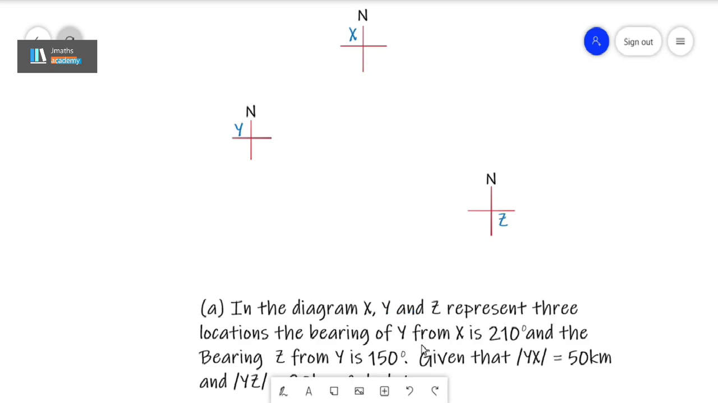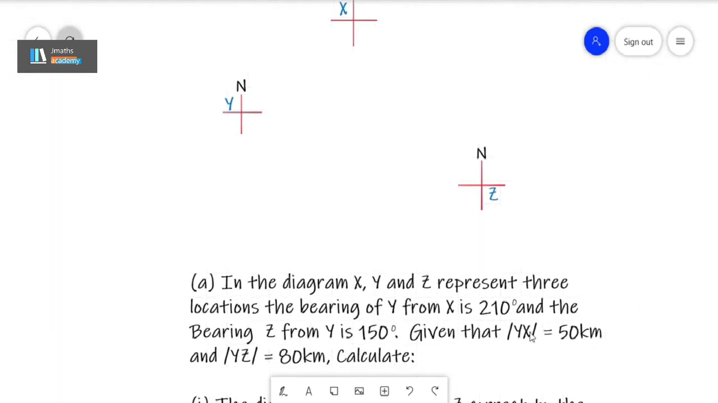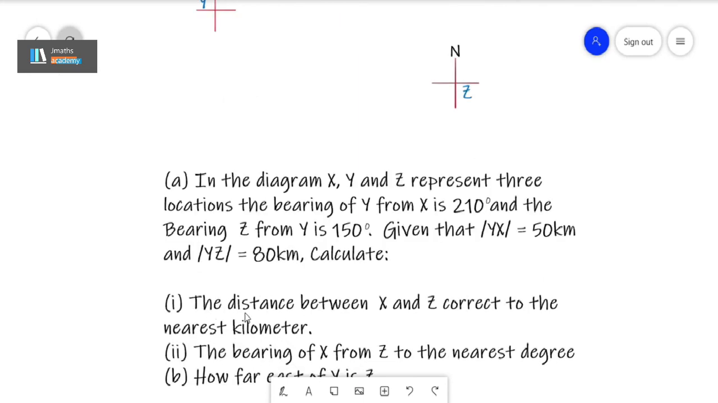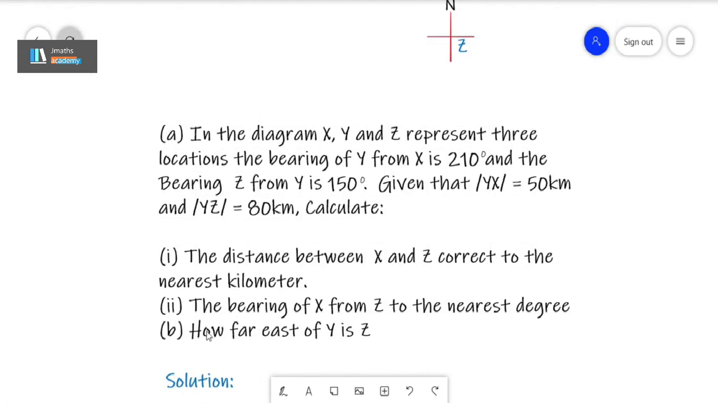The bearing of Y from X is 210 degrees and the bearing of Z from Y is 150 degrees. Given that YX is equal to 50 kilometers and YZ is equal to 80 kilometers, we are asked to calculate: i, the distance between X and Z correct to the nearest kilometer; ii, the bearing of X from Z to the nearest degree. And B, we are asked to find out how far east of Y is Z.